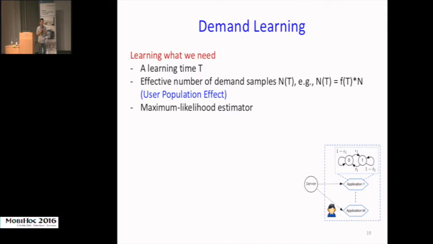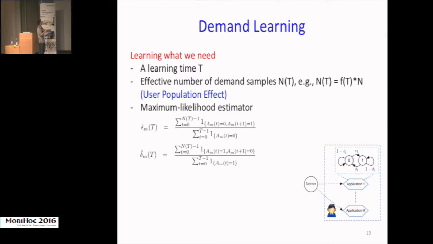All right, and then we also talk about learning. So in this algorithm, we learn the demand as follows. We specify a learning time t, and then we use this effective number of demand samples, n of t, to denote the samples we can get from the users. That is, within this time t, we get this many samples of the demand. Or you can think of that as we get this many samples from the Markov chains. And then we use a maximum likelihood estimator, or you can use something else you prefer, but here we use this, which is simple. Essentially, I'm just counting the transition times, and then I use that as the estimates for the parameters.